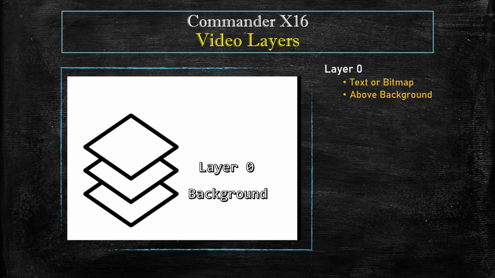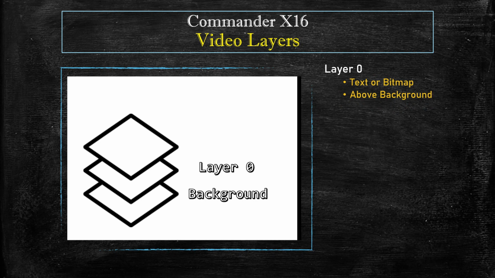Layer 0 will be the layer directly above the background, and so the images or the text characters that you print on that layer 0 will show in front of or on top of the background layer color. And over on the right here, my note indicates that layer 0 can be either text or bitmap, which means we can use it for printing text characters, or we can use it for displaying graphics images. And of course, in today's video, we're going to be printing text characters, so we'll be using text mode layers in our video today. And then my next note here simply says that it is positioned above the background layer.